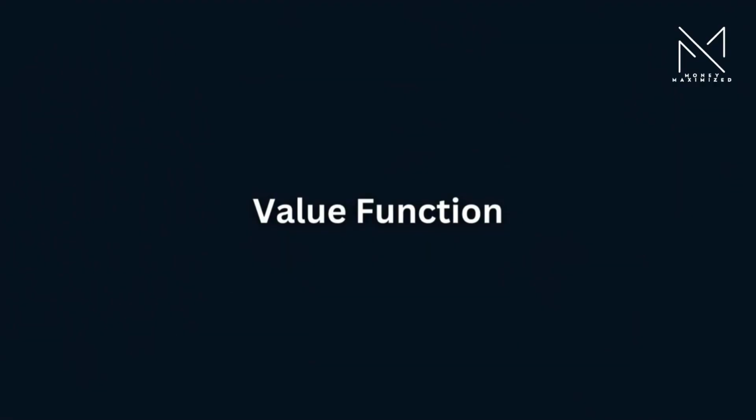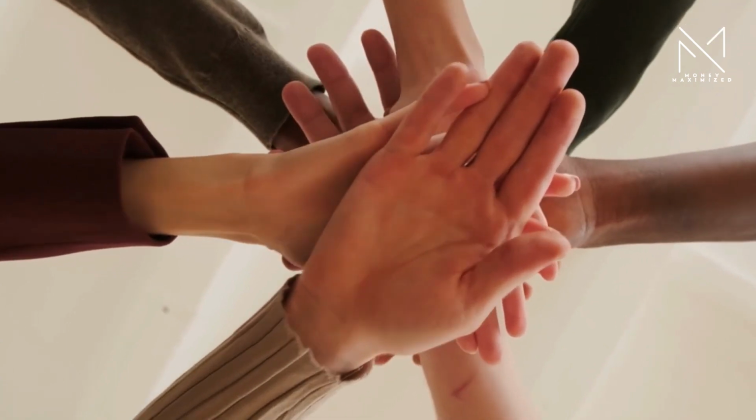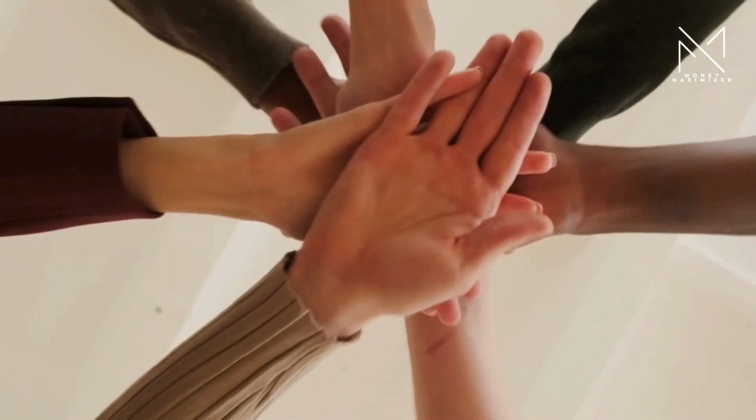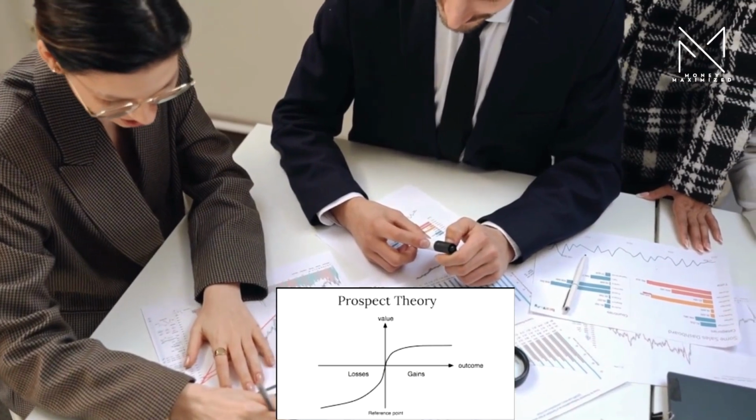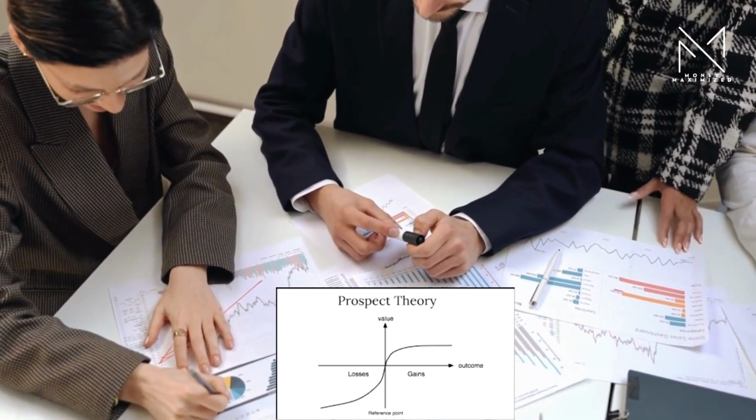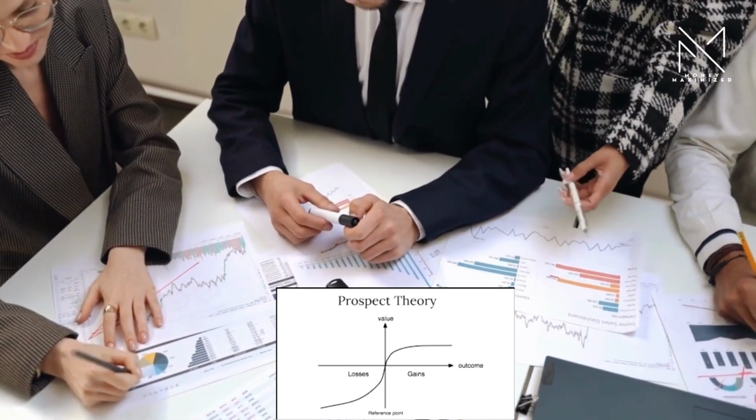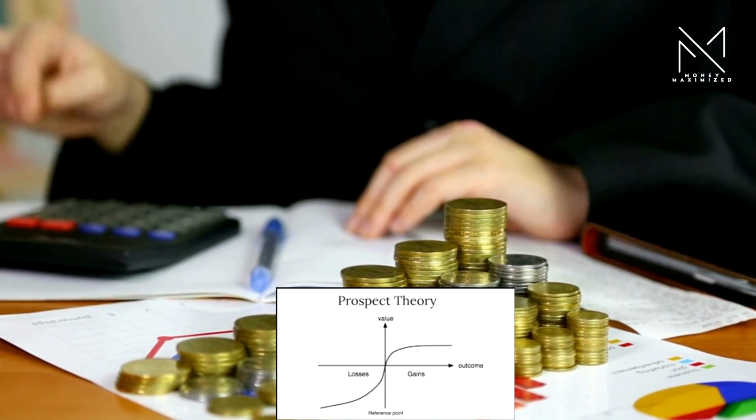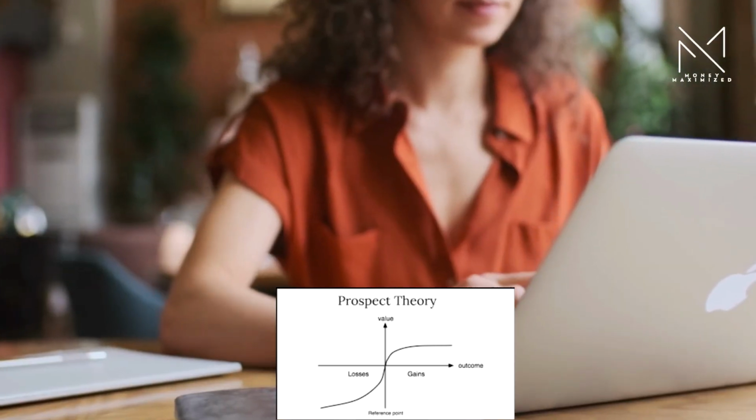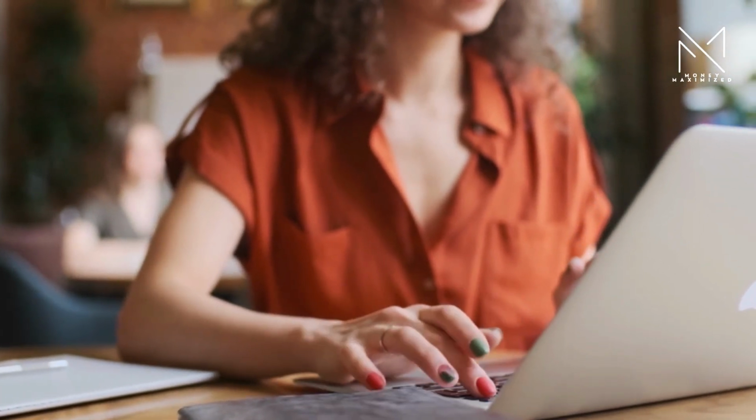Value function. Prospect theory posits that individuals evaluate outcomes in terms of gains and losses relative to a reference point, rather than in absolute terms. The value function represents this evaluation and is typically depicted as an S-shaped curve. It shows that individuals are more sensitive to changes in outcomes when they are in the domain of losses, the left side of the curve, than when they are in the domain of gains, the right side of the curve. This means that people tend to be risk-averse when it comes to gains but risk-seeking when it comes to losses.